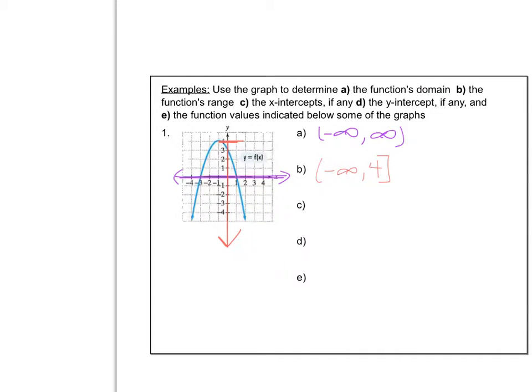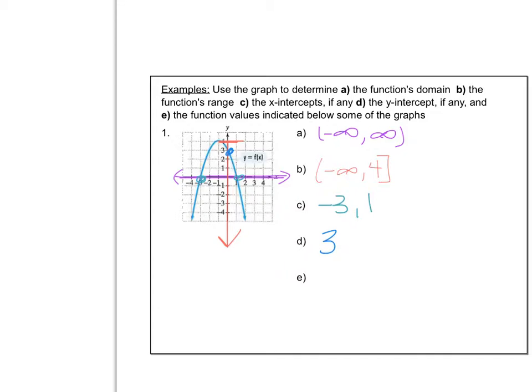C and D, I'm hoping, are really easy. C asks for what are the x-intercepts? Negative 3 and positive 1. And then D asks for the y-intercept. Positive 3.